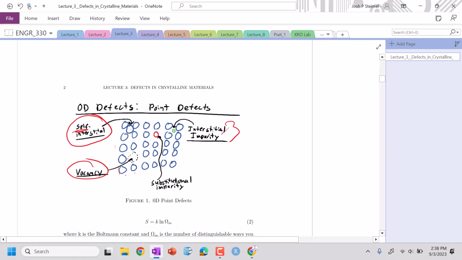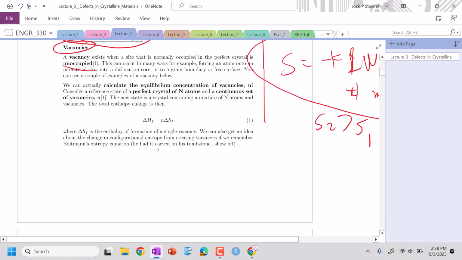I could also have a substitutional impurity, whereby I replace, for example, one of these atoms, and I kill it off, with another atom of a different type. And that atom of a different type will obviously have a different size, and so that will cause some strain in our system as well. So we hinted that there will always be this equilibrium concentration of defects. Well, we can actually calculate this for vacancies.